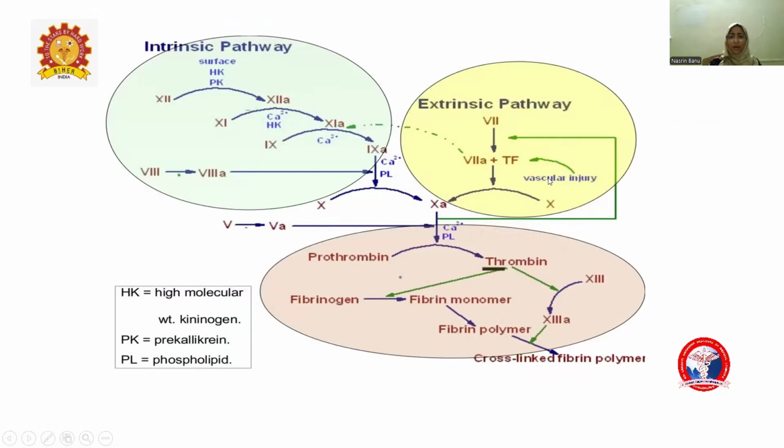This is the same diagram showing the intrinsic and extrinsic pathway. Here, factor 10 and calcium. This diagram shows the importance of enzymes and cofactors such as kallikrein, phospholipid, high molecular weight kininogen, and calcium. All of this is needed for the conversion of inactivated factors to activated factors. Prothrombin will convert into thrombin. More and more thrombin will be formed. Thrombin, in the presence of fibrinogen, will convert it into fibrin monomer. Fibrin monomer will further form fibrin polymer, and finally there will be formation of cross-linked fibrin polymer.